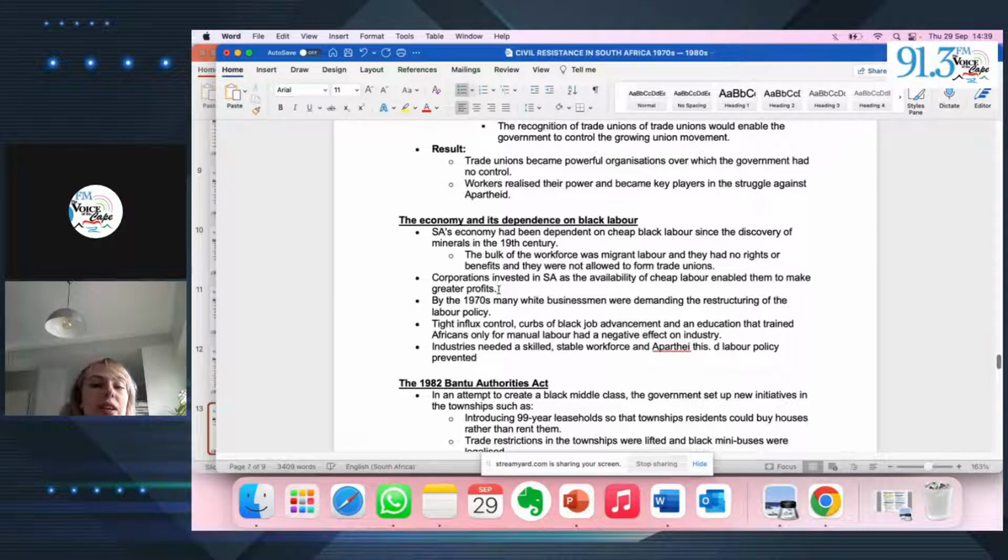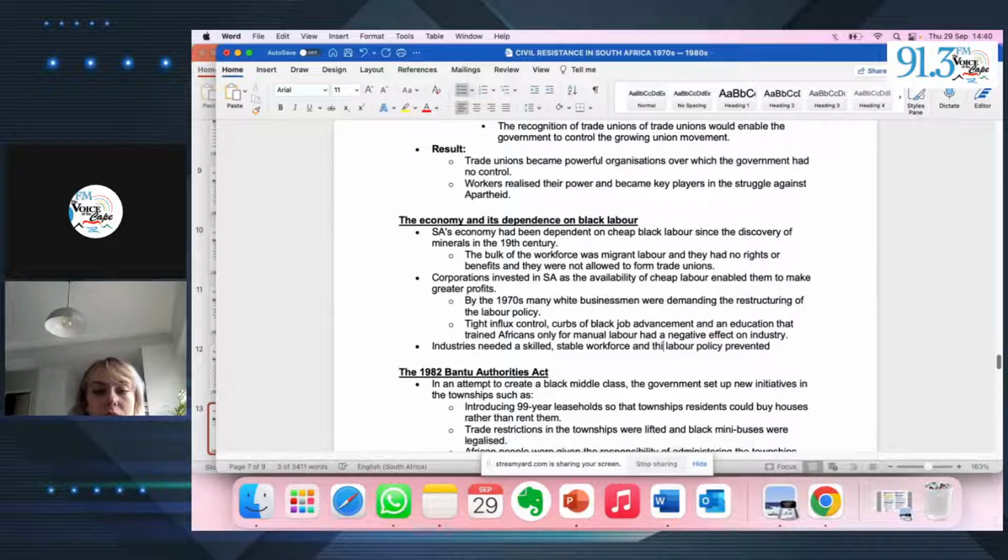Corporations invested in South Africa as the availability of cheap labor enabled them to make better profits, but by the 1970s, many white businessmen were demanding the restructuring of the labor policy. Tight influx control, curbs on black job advancement, and an education that trained Africans only for manual labor had a negative effect on the industry. If you think about the Bantu Education Act, which gave Africans very subpar education in order to keep them in the lower section of the economy. Industries needed a skilled, stable workforce, and this is what apartheid labor policies prevented.